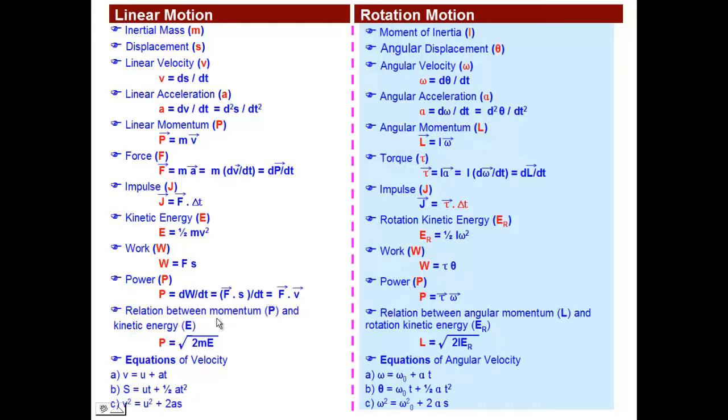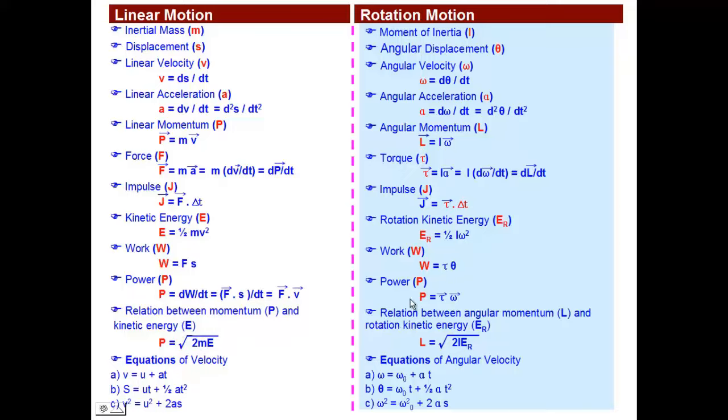Now next, the relation between momentum p and kinetic energy. What is the relation between both? It's simple: p equals the square root of 2 times mass multiplied by energy. This is the relation.